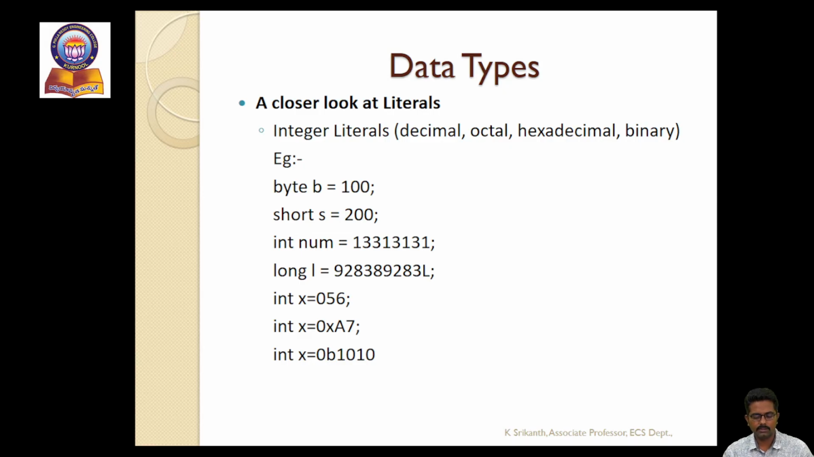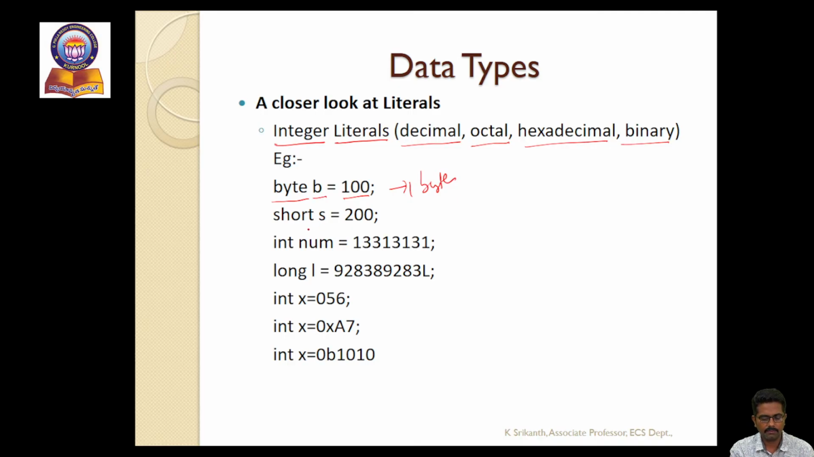Now let us look at literals of integers. How do integer literals look, and what are the different literals we have? We have decimal integers, octal, hexadecimal integers, and binary integers. So how do we identify them? If you see here, byte b, where byte is a primitive data type, b is a variable, and 100 is a value. The 100 value is stored in b, which is of type byte, and we know the size of byte is 1 byte, so it needs 1 byte of space.